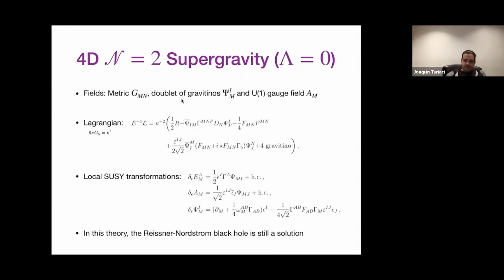So for supergravity, I'll have to go over it a little quickly, but we'll look at 4D N equals 2 supergravity in flat space, just because it's simpler. And here you might raise the complaints that Rafael was making, but technically it's the simplest case to analyze. The fields in the gravity sector will be a metric, two gravitinos, and a U(1) gauge field, and this is the action. These are the supersymmetry transformations. And in this theory, the Reissner-Nordström black hole is a solution. Maybe it's not the one that dominates, but we'll ignore that issue for now.